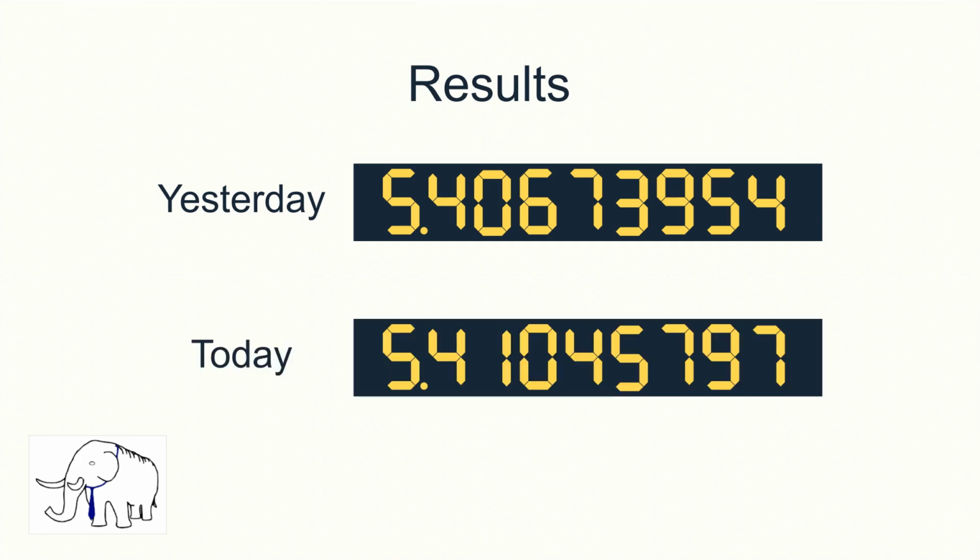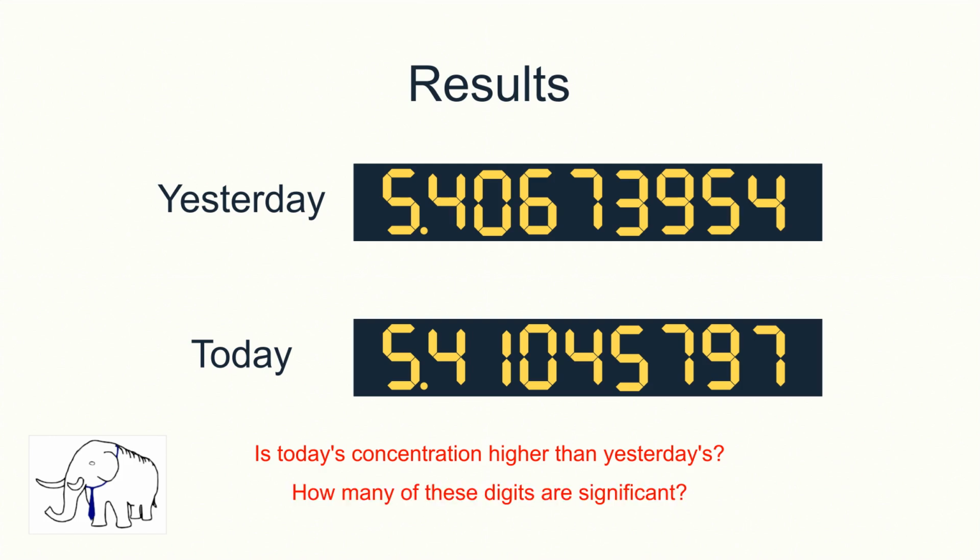Today, the machine tells you 5.41045797 milligrams per milliliter. Does today's sample actually have a higher concentration of good stuff than the sample you extracted yesterday? The instrument is reporting a long string of numbers, but how many of those digits are significant? If your answer is, we always report to 4 significant figures, but I don't know why, you deserve a savage beating.